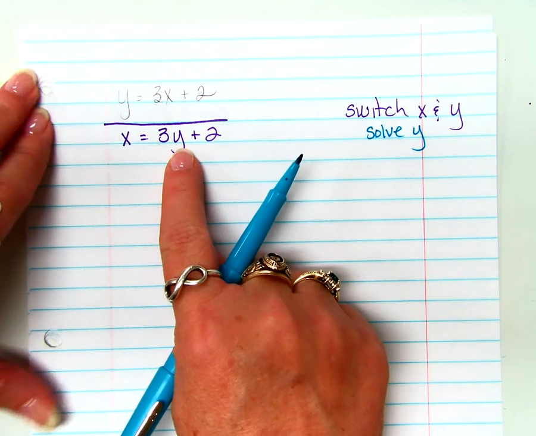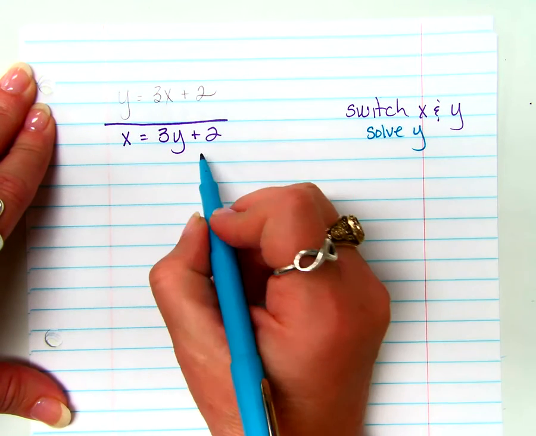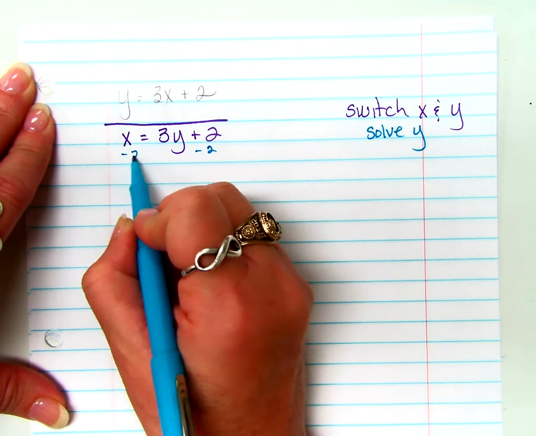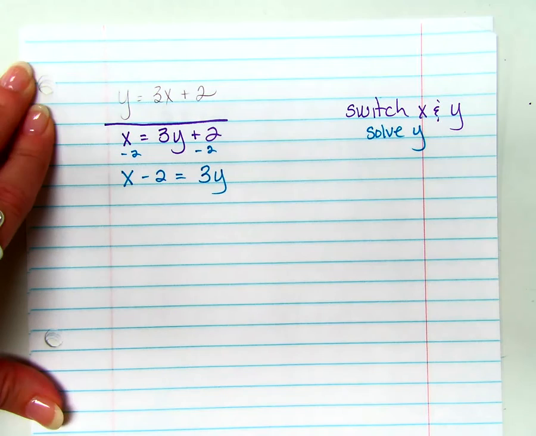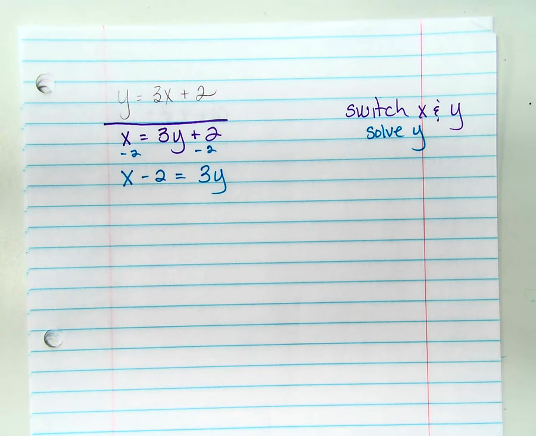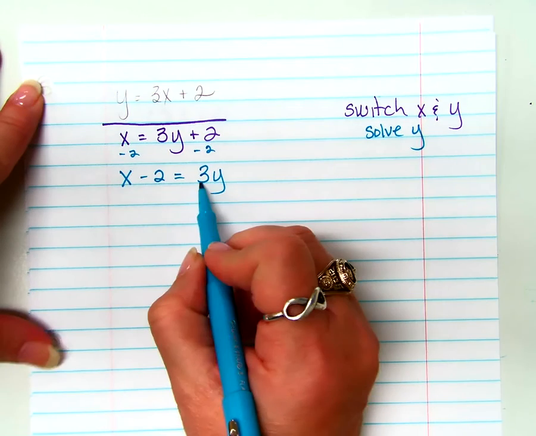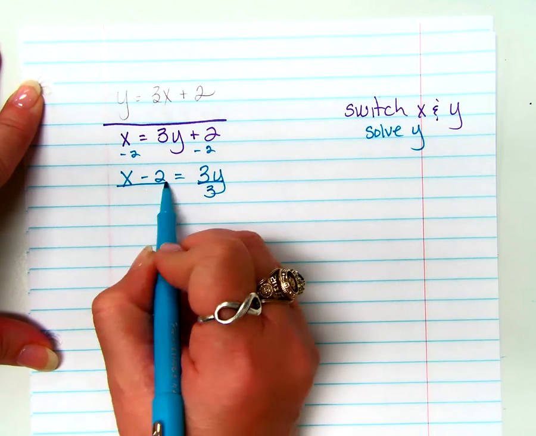Okay? So if I want to get y by itself, first thing I need to do is subtract 2 from both sides. So x - 2 = 3y. And if I want to get y by itself now, what's the 3 doing to the y? It's multiplying. So to get away, we do the inverse operation of that, which is divide.